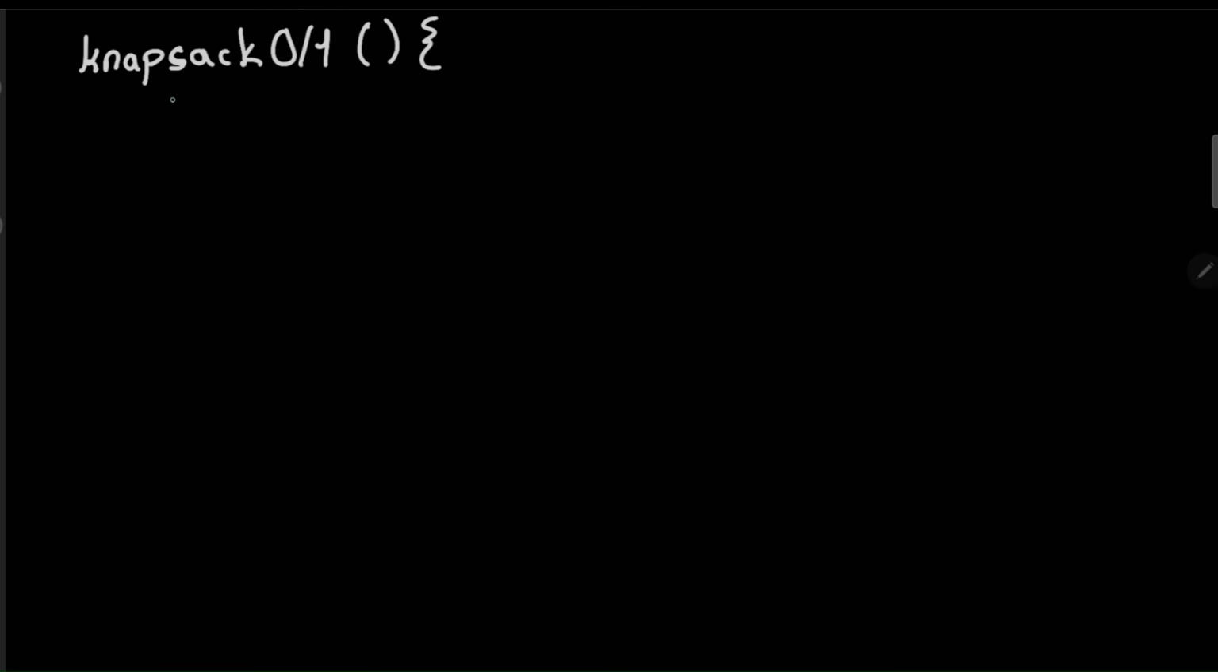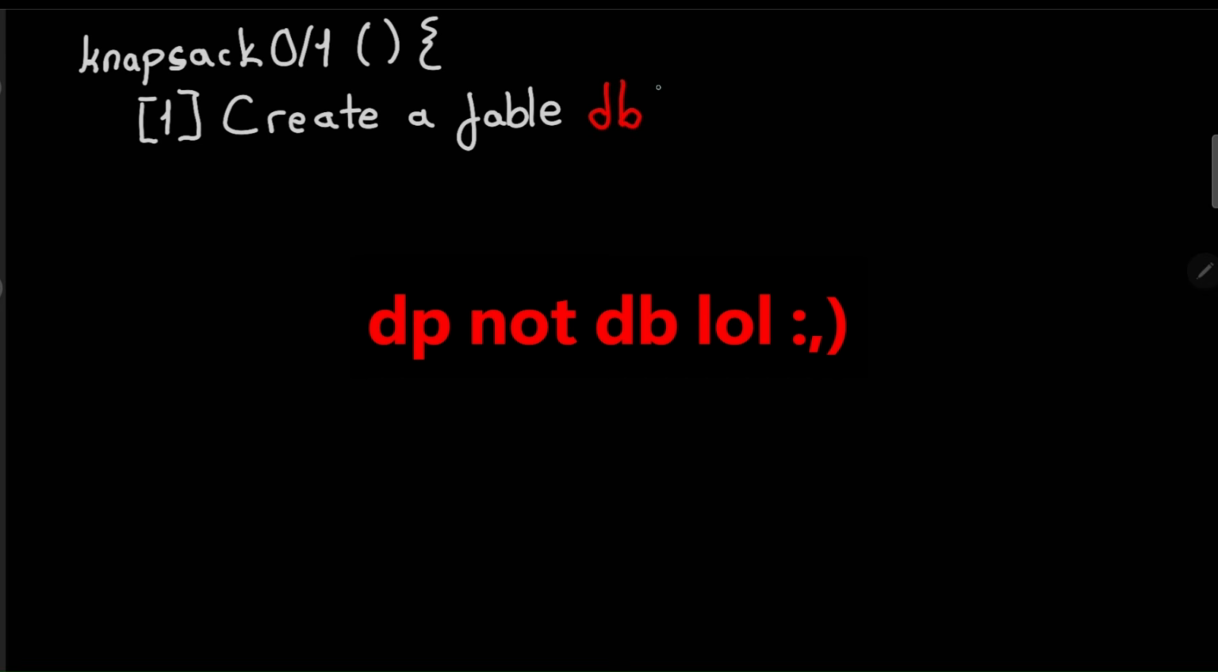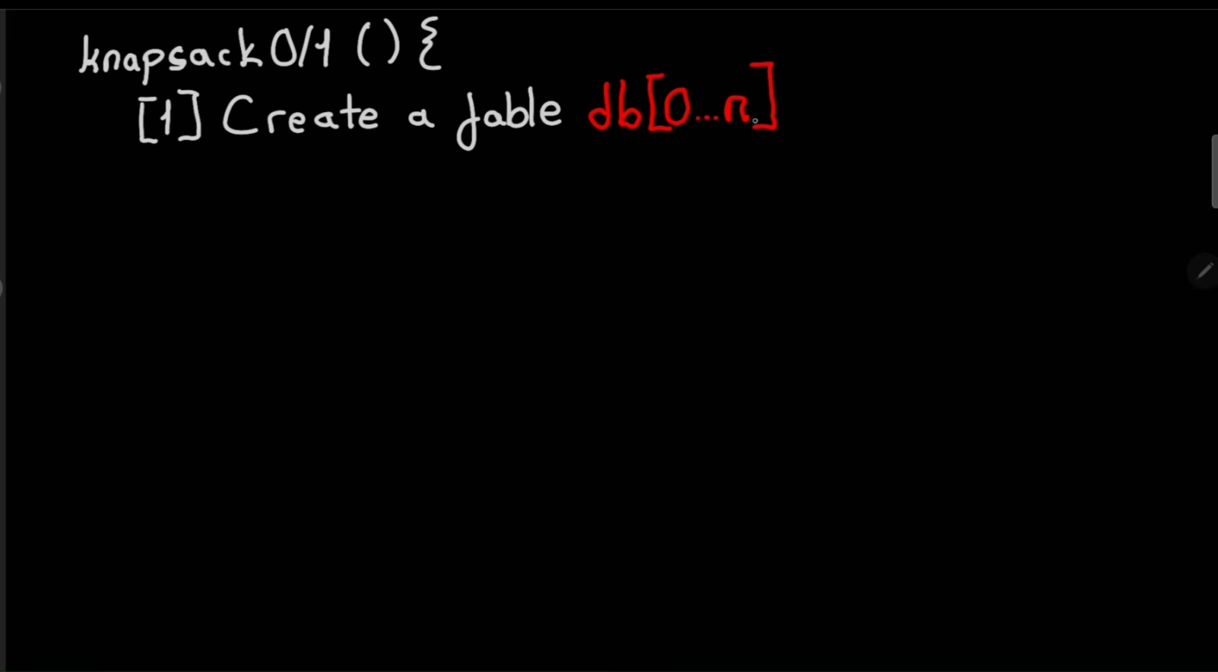The first thing we should do is, let's write it like that. The first step, we will create a table. And let's call it DB. And DB will have rows, number of rows, which will go from 0 to n. As you remember, the rows represent the items itself. And it will also have columns from 0 to the actual capacity.